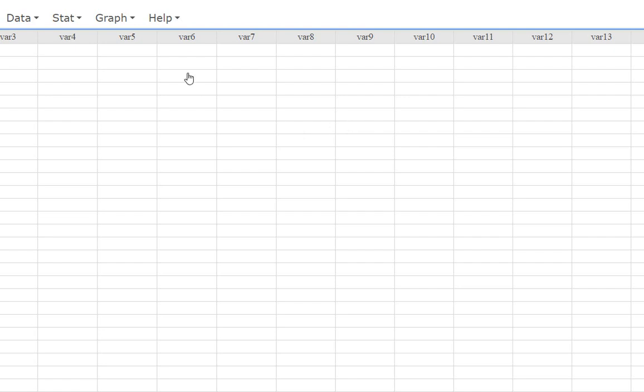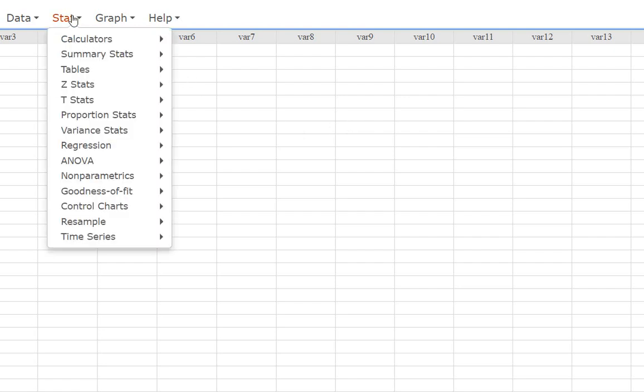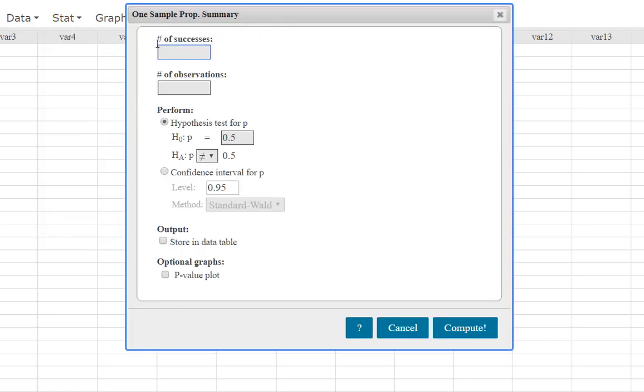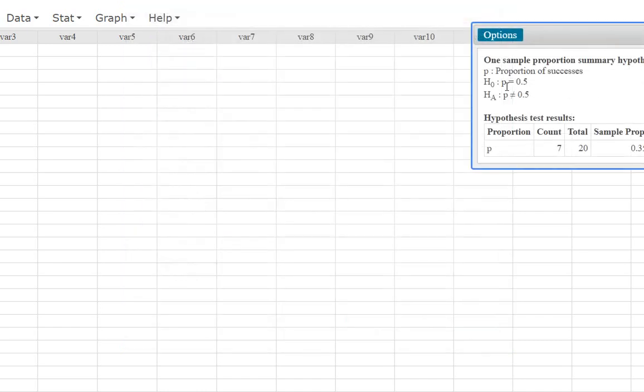So when you do this on StatCrunch, you're going to go to Stat, Proportions, since we're testing the probability of something that has to do with percentages, One Sample with Summary. So we got 7 heads out of the 20 times that we spun a coin. Now, our hypothesis is that p equals 50, so we're going to have a 50-50 chance. And then we just thought that the coin was unfair, so we think it's going to be not equal to. Then we hit compute.